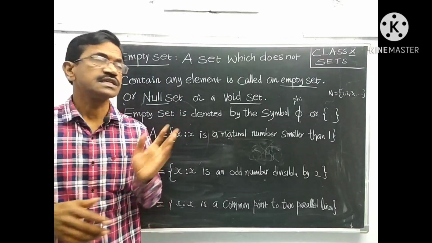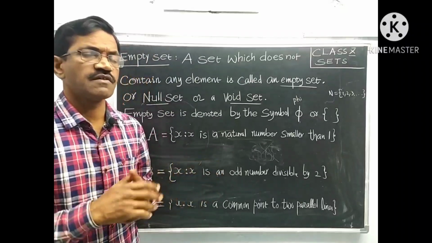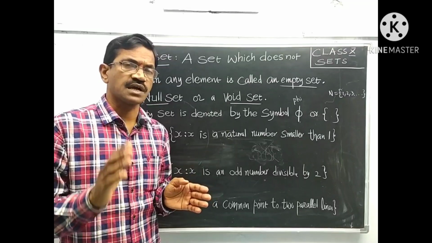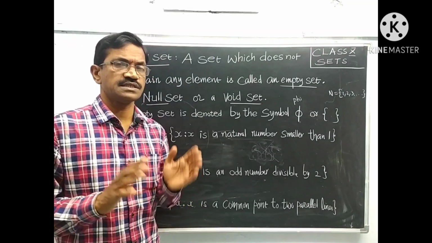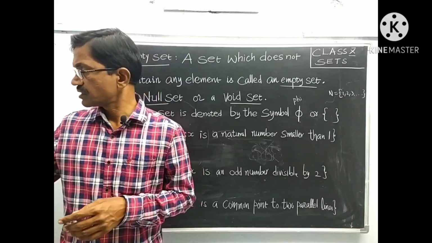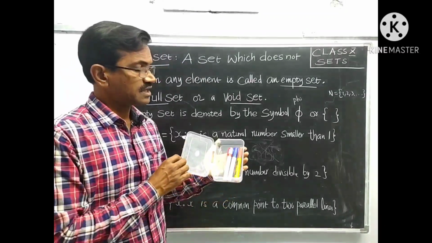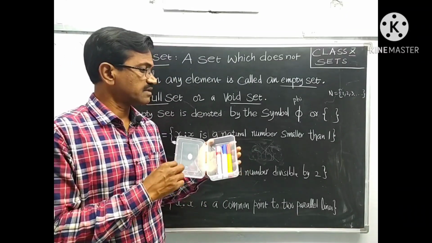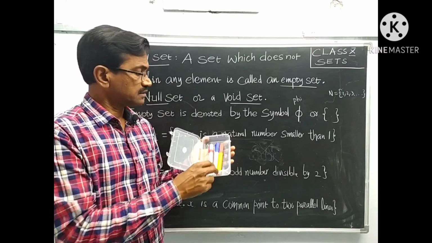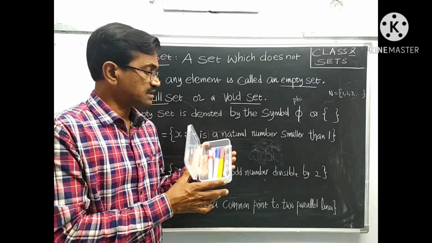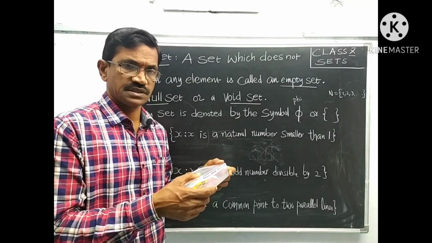We know what is set. Set is a collection of well-defined objects. Every object should have a common property. That is set. So, here I take some set of some things, some elements. What are they here? These are all sketch pens. This is a set of sketch pens.